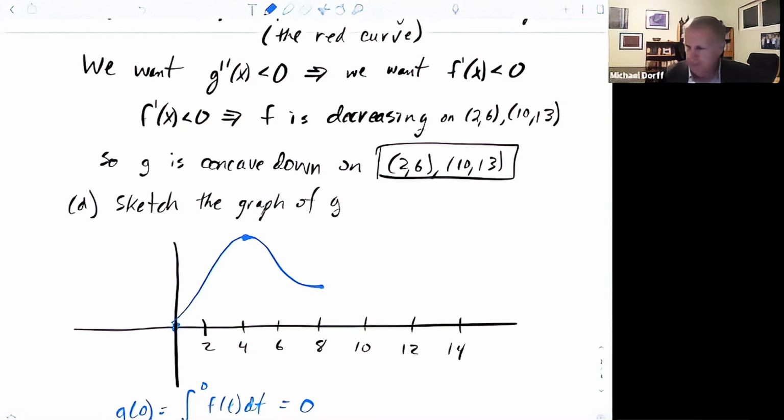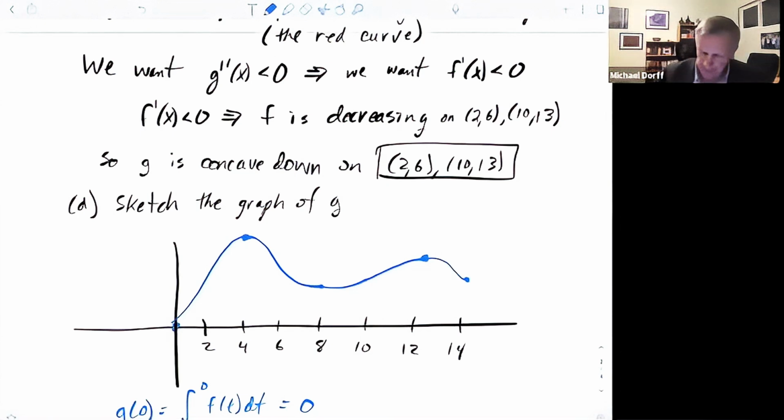And now from 8 to 10, the red curve is above the x-axis, so I'm adding area. So I'm going to keep going up, but not as much as before, because at 10, I have a local max, but not the absolute max, because the absolute max occurred at x equals 4. So let me redraw that. So local max. And now at 12, the original red curve goes below the x-axis. So I'm going to start losing area. So g is going to start decreasing and go down something like this. Something like that. All right.